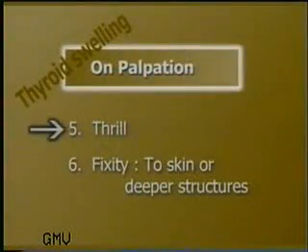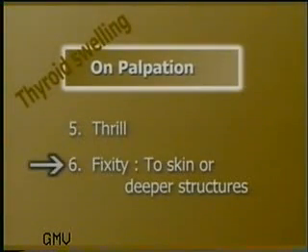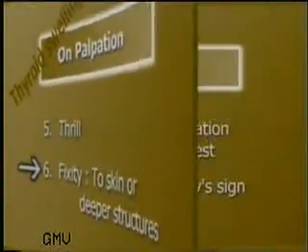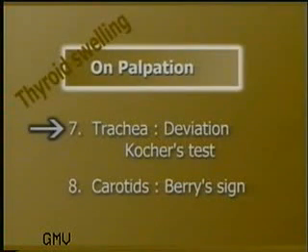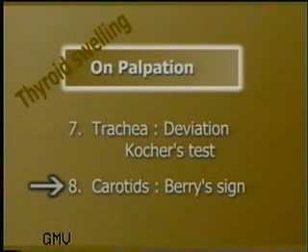Now look for a palpable thrill over the upper pole and for fixity to skin or deeper structures. Lastly, palpate the trachea and the carotids. Trace the trachea, look for deviation from the midline, and if the goiter is large or bilateral, perform the Crile's test. Lastly, palpate the carotids behind the posterior border of the swelling.